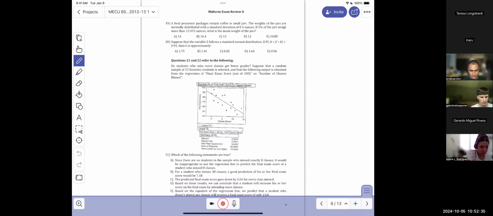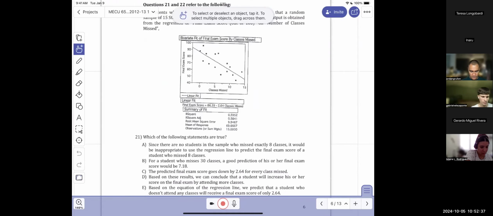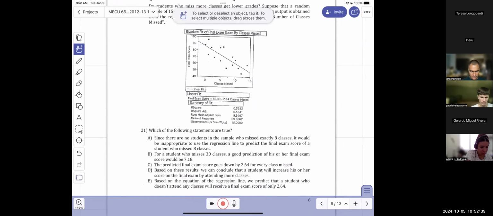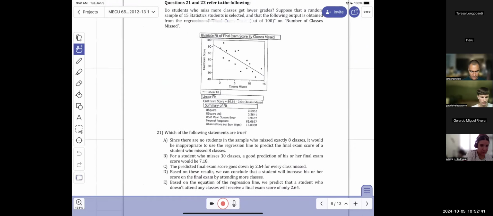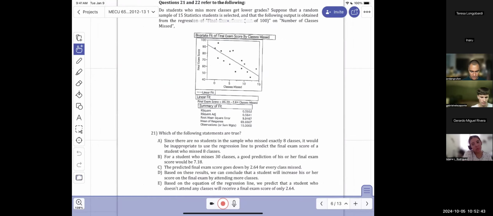Let's do 21. It's a long one. Can you read that? Is it clear? Yes.